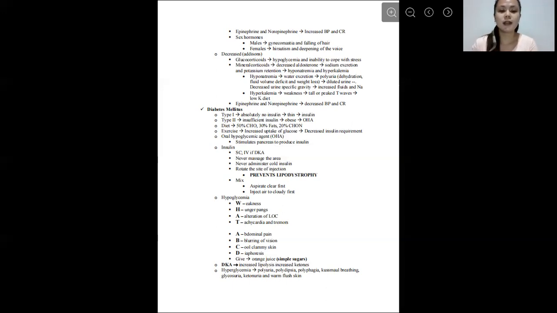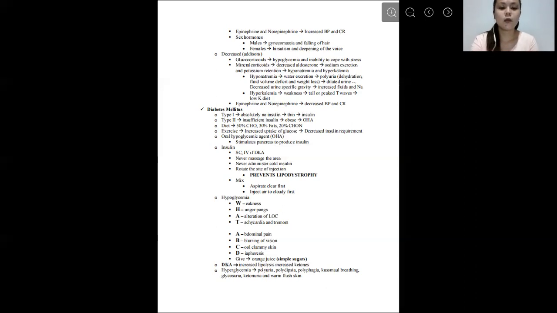DKA or diabetic ketoacidosis: increased lipolysis, increased ketone. Hyperglycemia. Hyper is too much glucose in our body. That would lead to polyuria, excessive urination, polydipsia, excessive thirst, and polyphagia, excessive hunger. Then Kussmaul breathing is fast, deep, unusual breathing, plus glycosuria, ketonuria, and warm flushed skin. If the person is experiencing hyperglycemia, these symptoms will appear.